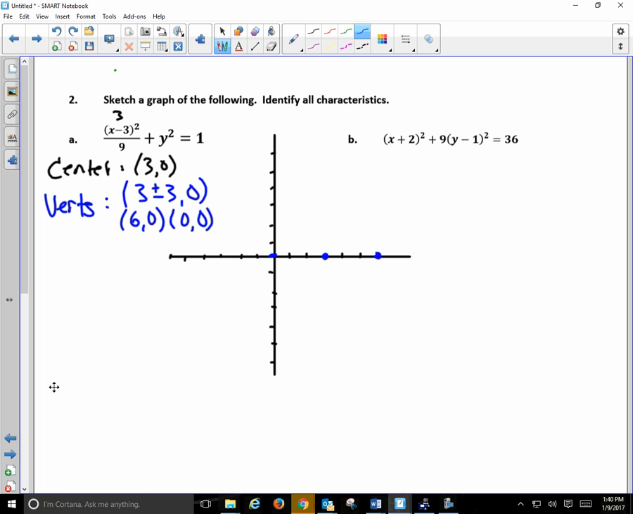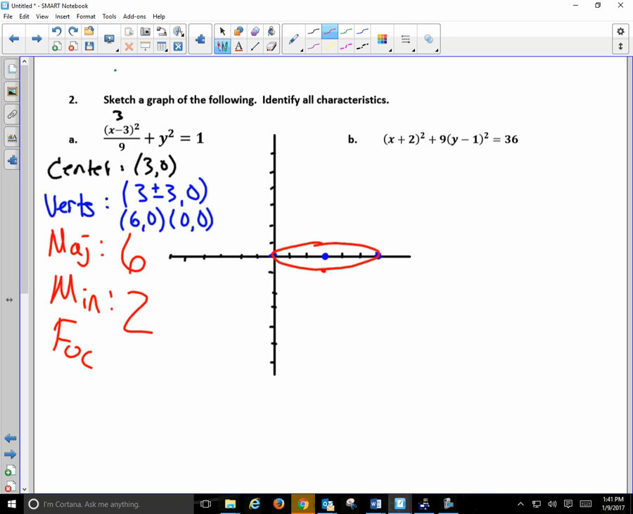How many units does it stretch vertically? 1. So I go up 1 and I go down 1. And this thing looks like it's pretty stretched out. What's the length of the major axis? 6. Minor? 2. We need the foci and we need the eccentricity.